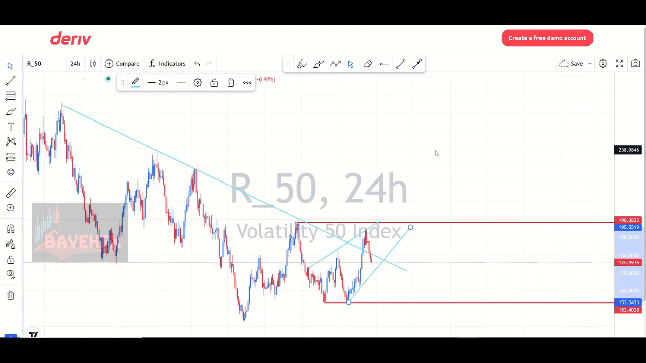Okay, guys, this is VIX50, and this is exactly what we are seeing on VIX50. For VIX50, we can see that the market is on an overall downtrend. This is an overall downtrend on VIX.